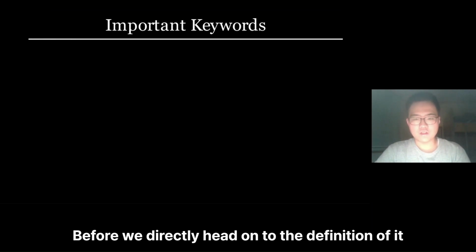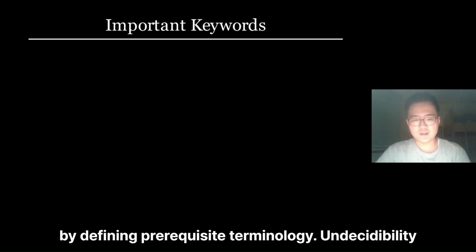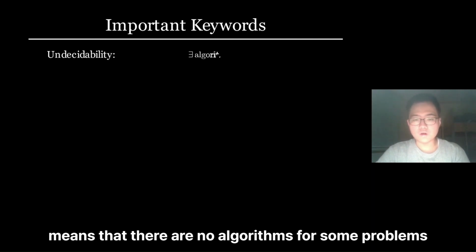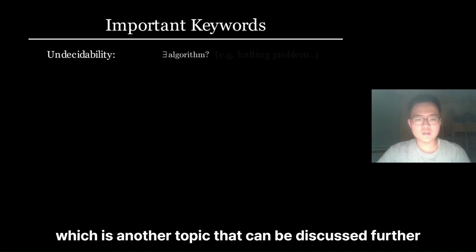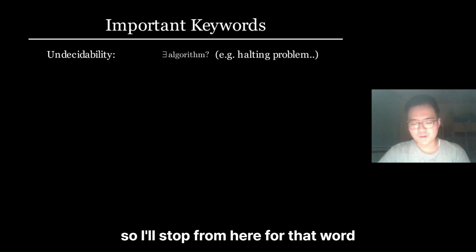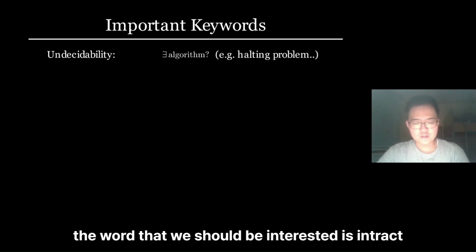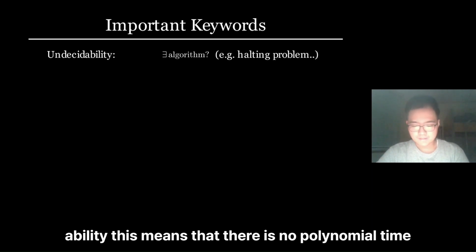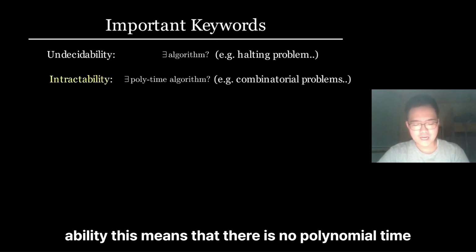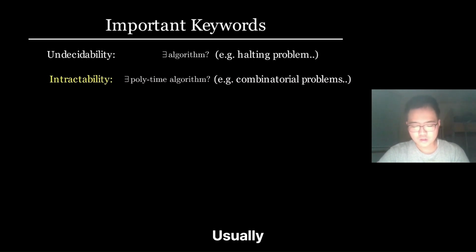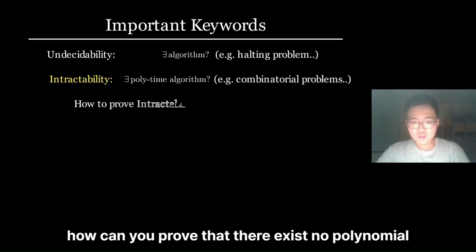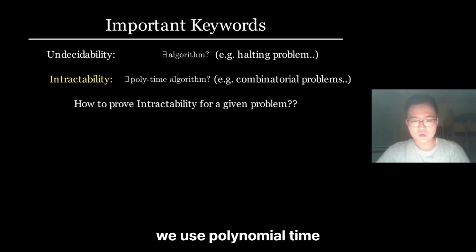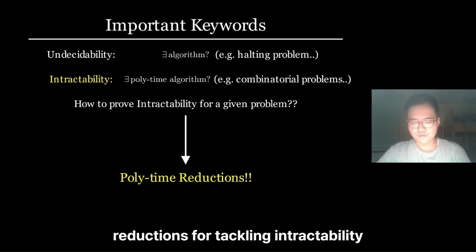Before we directly head on to the definition of it, let's start by defining prerequisite terminology. Undecidability means that there are no algorithms for some problems, which is another topic that can be discussed further, so I'll stop here for that word. The word that we should be interested in is intractability. This means that there exists no polynomial time algorithms for some problems, where usually the majority of combinatorial problems are in this area. Then, how can we prove that there exists no polynomial algorithms? We use polynomial time reductions for checking intractability.